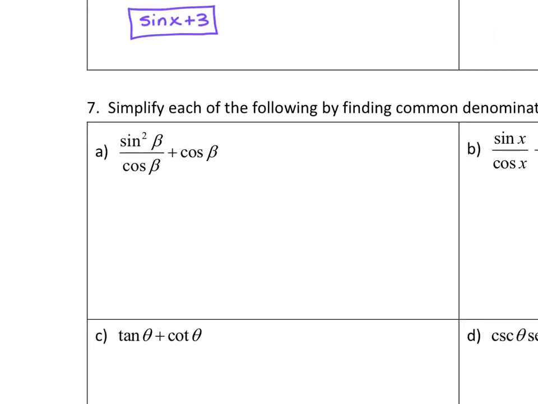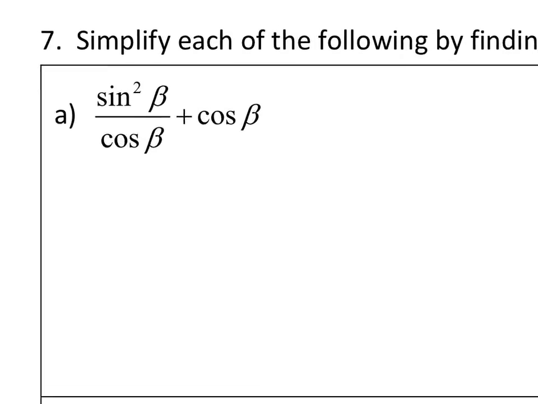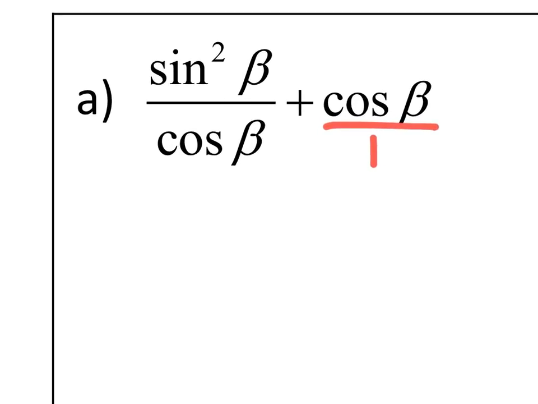The next type of skill that you might want to try for simplifying trig identities is when you have fractions that you would use a common denominator to add or subtract. So, for example, in this problem, I have a fraction and I'm adding a number that's not a fraction. But if I think about this as cosine of beta over 1, then I can multiply both fractions by cosine over cosine in order to have common denominators.